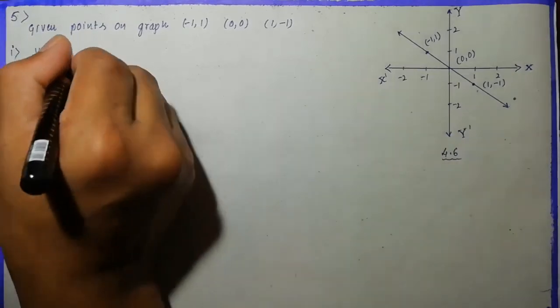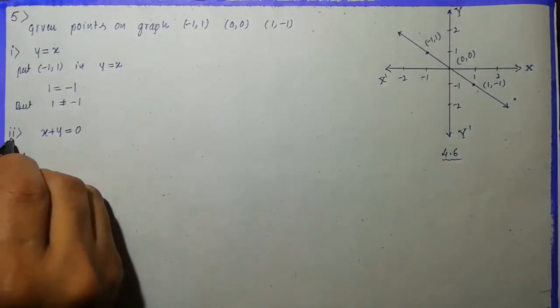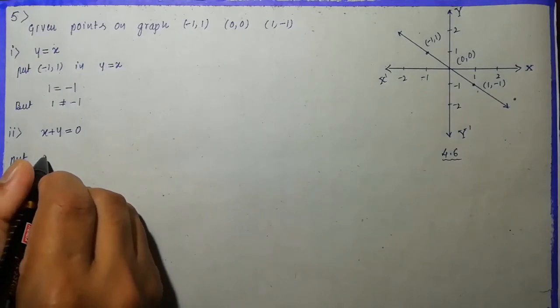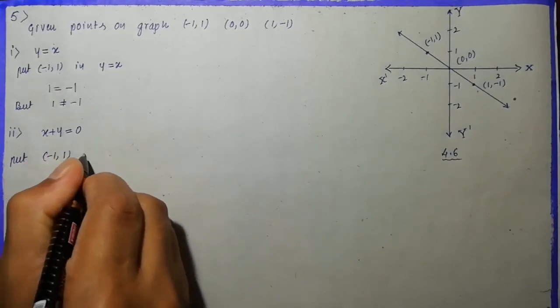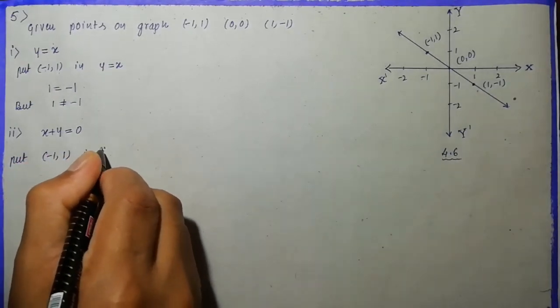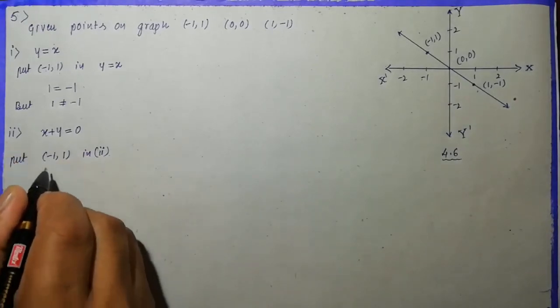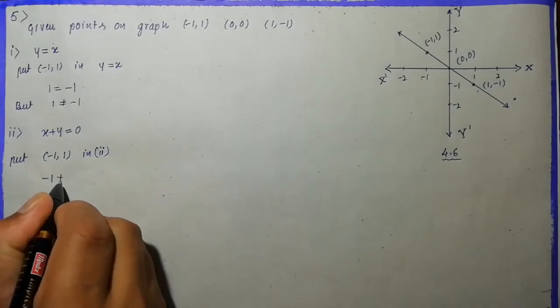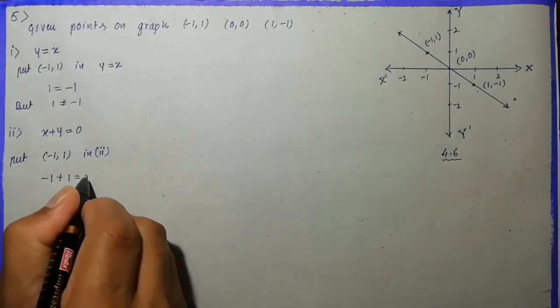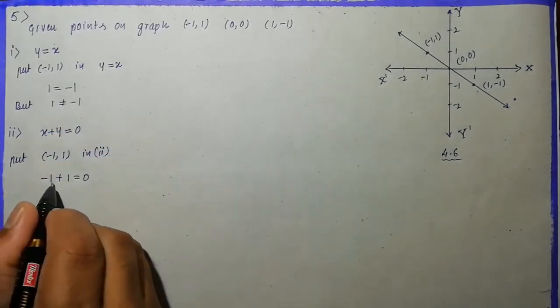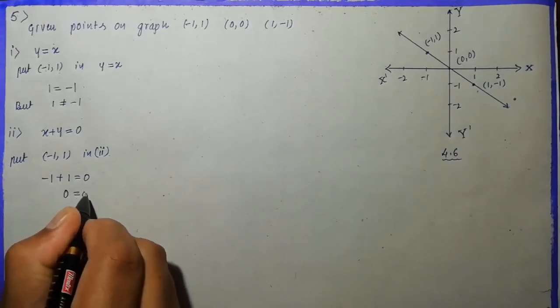I'm going to put the second one, so put minus 1 comma 1 in 2. Now let us see what will happen. x is equal to minus 1, so x means minus 1 and then plus y means 1, which is equal to 0 from the equation. Minus 1 plus 1 means 0 is equal to 0, satisfied.